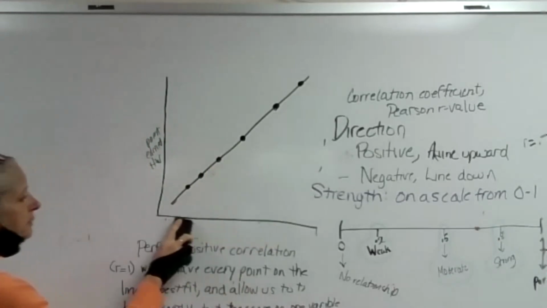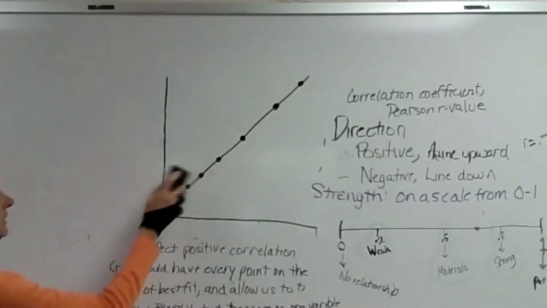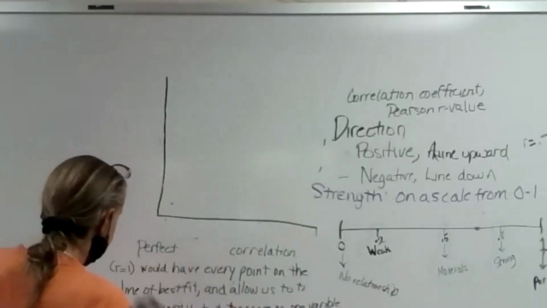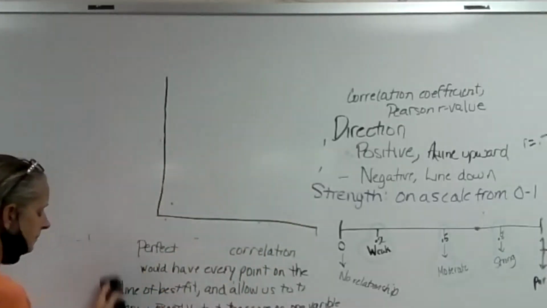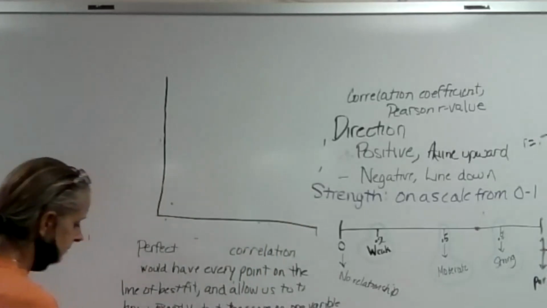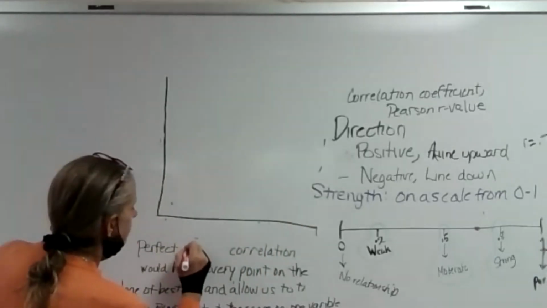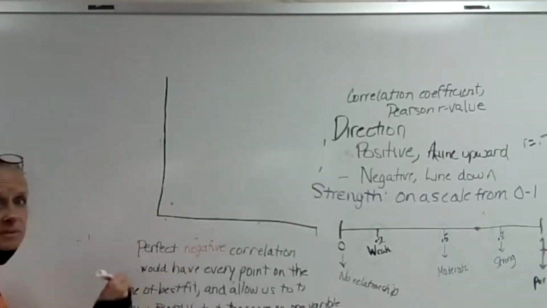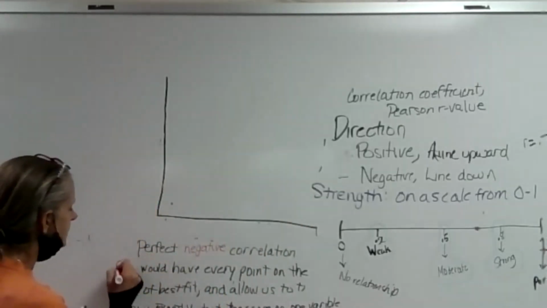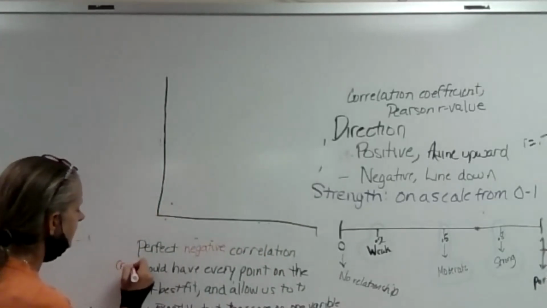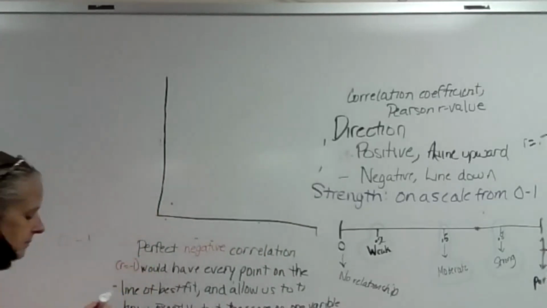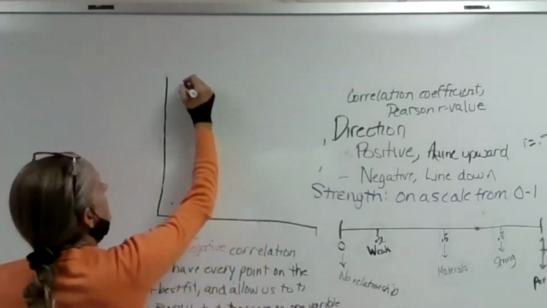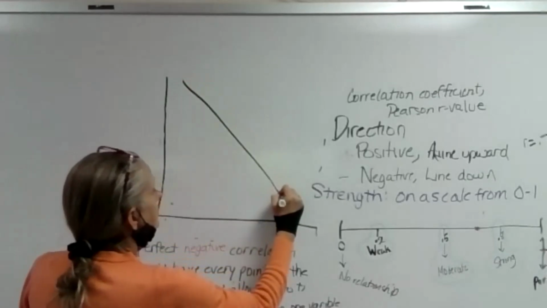We can also have perfect negative relationships, and it's just as strong as a perfect positive relationship. In this case, the r value would be -1. And still, every point would be on the line, but it would be going downward.